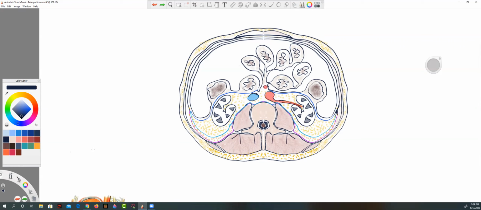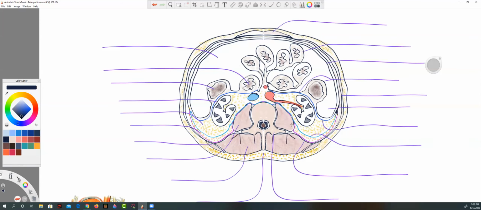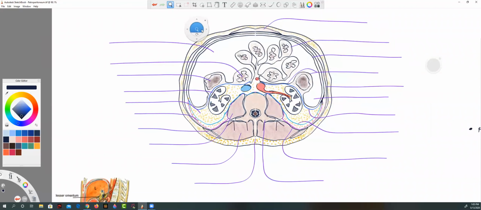So I drew in some lines to kind of help us along. And maybe I'll just go clockwise starting at 12 o'clock. That way I'm covering a few things that are not necessarily retroperitoneal, not necessarily what we have to talk about right today, but since they're in the picture, I decided to throw them in there.